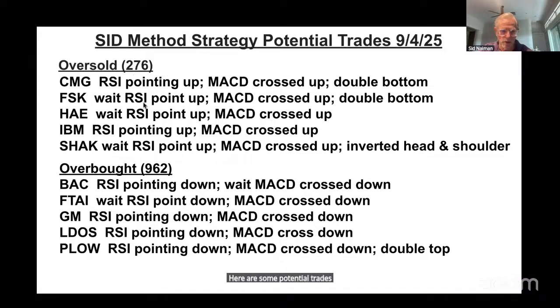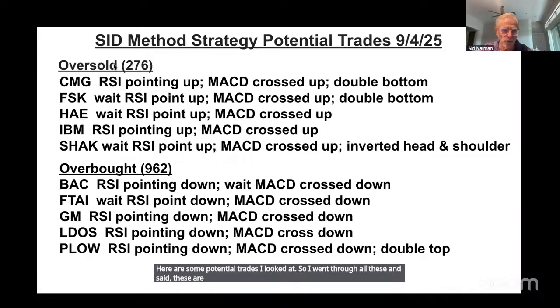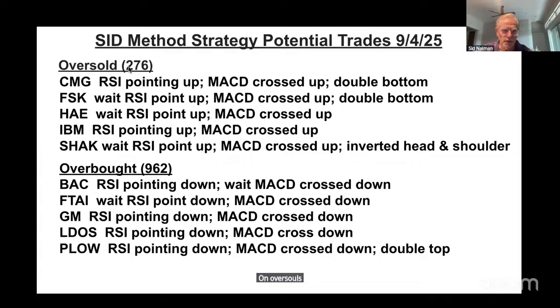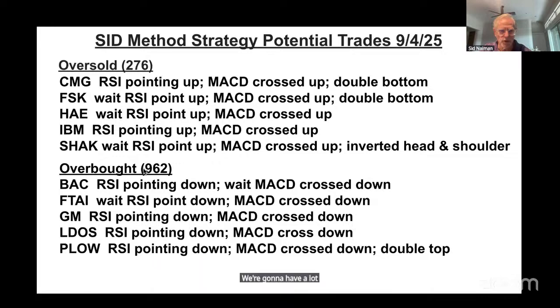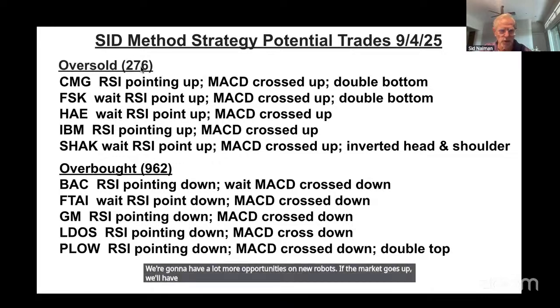Okay. Now, based on all that, here are some potential trades I looked at. I went through all these and said, these are the oversolds, meaning RSI less than 30, which we would be trading to go up in price. On oversolds, we had 276 stocks that were oversold, meaning RSI less than 30, when I did a scan on that. Now the overboughts, notice 962, a lot more overboughts. So if the market starts to come down, we're going to have a lot more opportunities on the overboughts. If the market goes up, we'll have opportunity on oversolds, not as many.